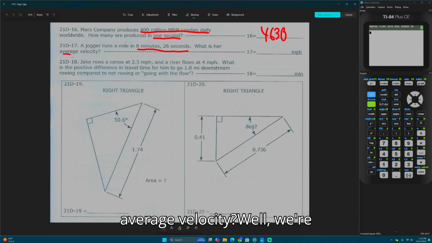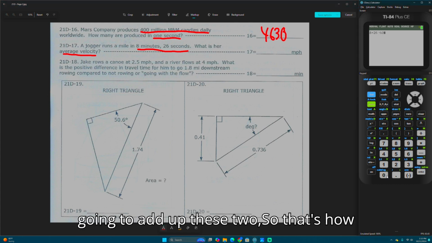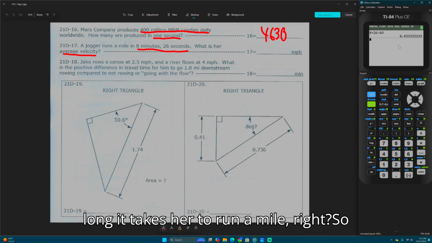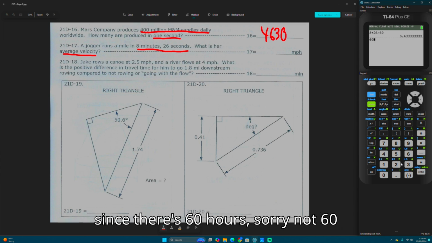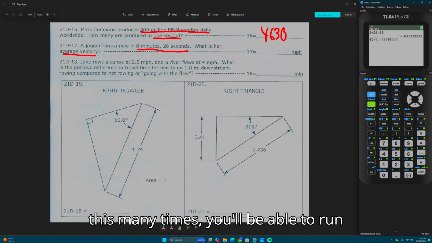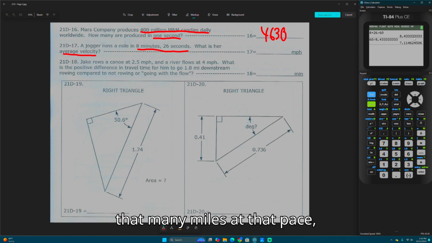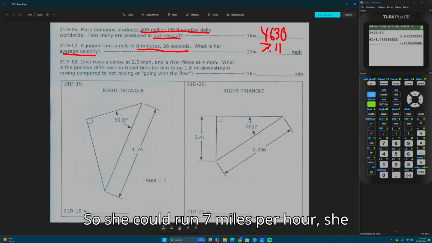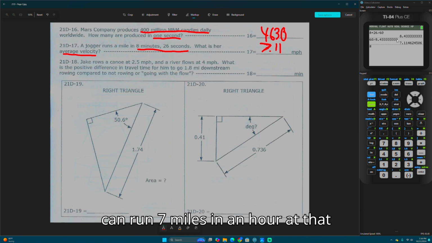Alright. So now we have a jogger who runs a mile in 8 minutes 26 seconds. What is the average velocity? Well, we're going to add up these two. That's how long it takes her to run a mile, right? Since there are 60 minutes in an hour, you'll be able to run that many miles at that pace, which is 7.11 miles per hour. So she can run 7 miles in an hour at that pace.